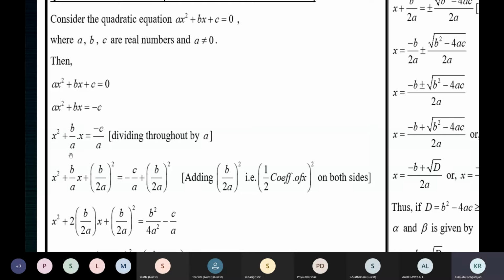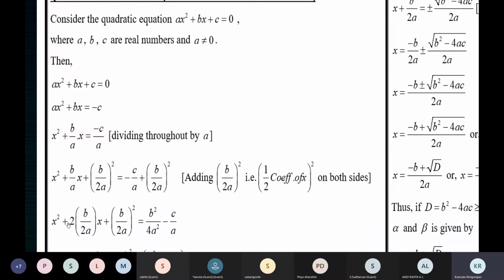Now you must break down this and show that this is in the form 2 into p into q. That middle term. This is a perfect square, x the whole square, and b by 2a the whole square. So this is like p the whole square, and this is like q the whole square. So you must show that the middle term is of the form 2 into p into q. See, 2 into p is x, so x into q is b by 2a.